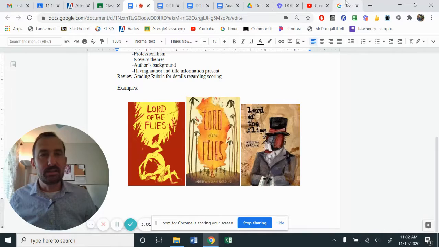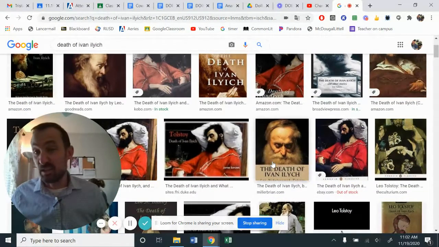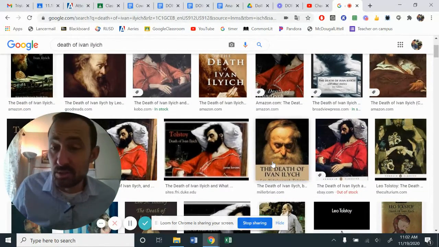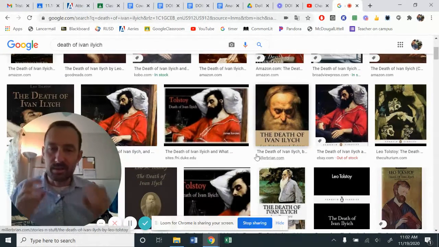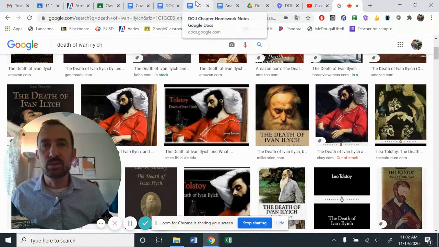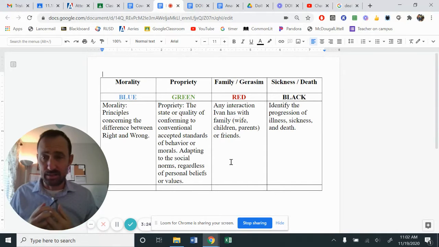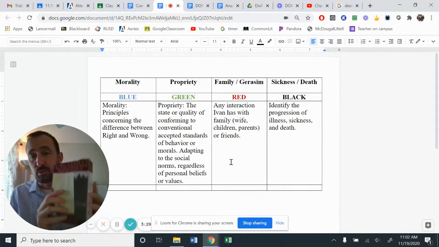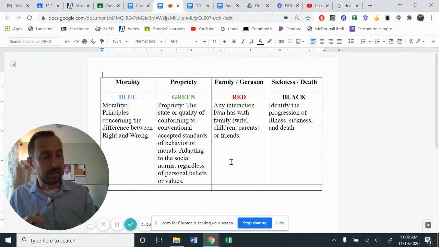If I did a Google search just for the Death of Ivan Ilyich under images, I come up with a lot of just guys laying in bed who are dying, which is a go-to novel cover. But I want us to stretch our imagination. If we were to look at these components that we've analyzed, how would you showcase morality for the Death of Ivan Ilyich? How would you showcase propriety? You can't see it because I've got my notes. How would you showcase propriety?